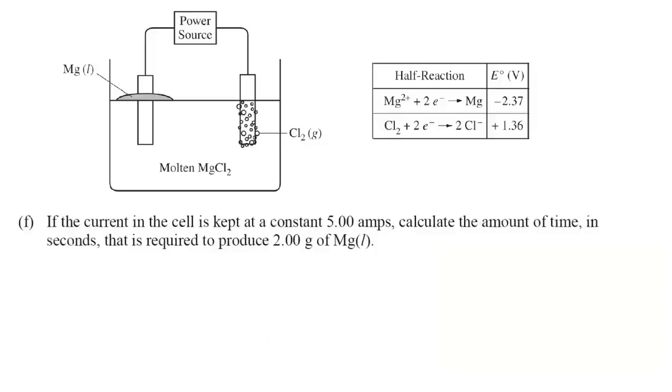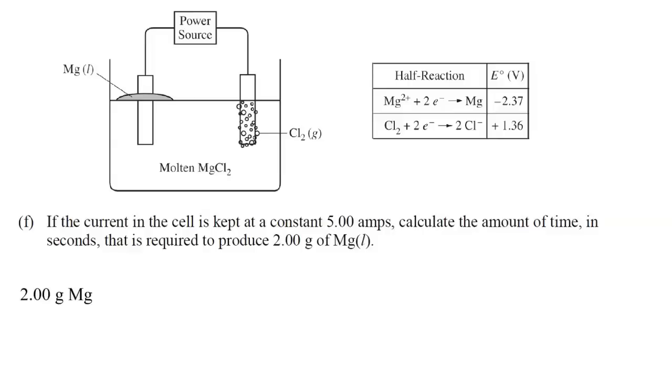And this has to do with the conversion, so be careful with your units and your numbers. If the current in the cell is kept at a constant 5.00 amps, that would be, based on the definition of the amp, 5.00 coulombs per second. Calculate the amount of time in seconds that is required to produce 2.00 grams of liquid magnesium. So I'm going to start with 2.00 grams of magnesium.